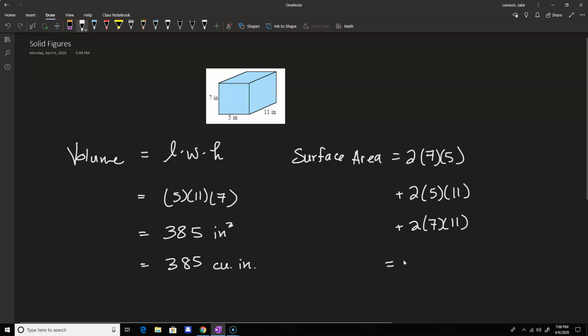You could add all of those up, and let's see what we get. We get 334, and this is going to be square inches. Again, I prefer to write it like this, but you may also see it as 334 sq. in. Both of those are equivalent. Okay, let's go ahead and move on to the next example.